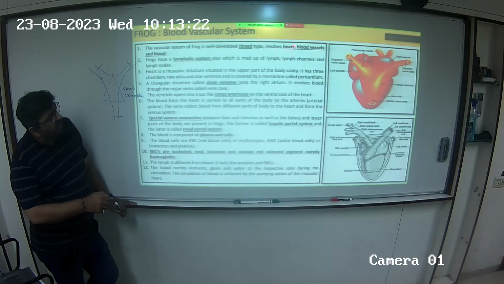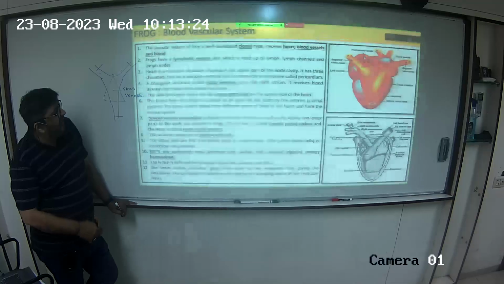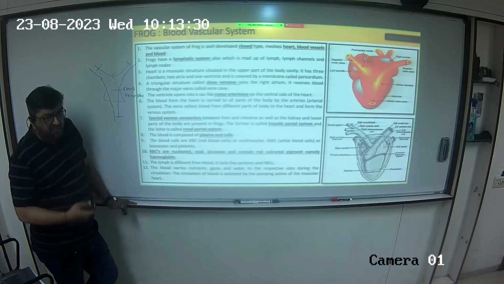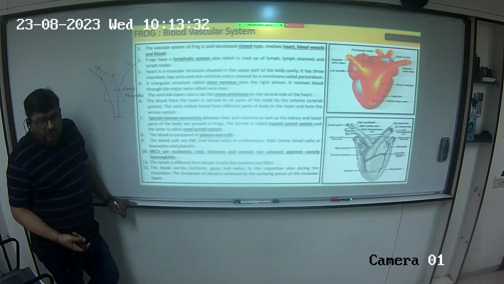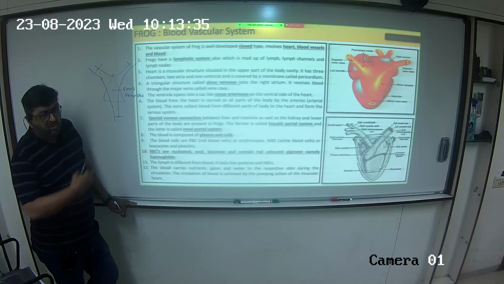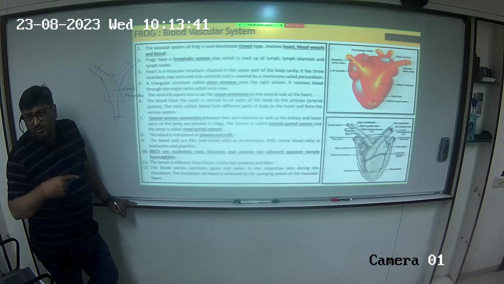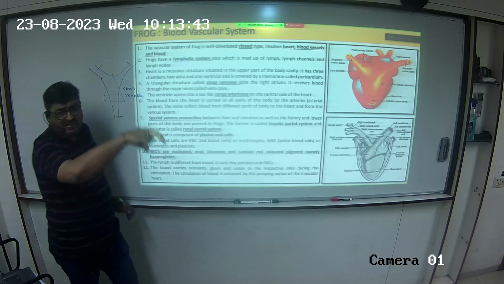Frogs में heart है, blood vessels हैं, blood है. Frogs also have a lymphatic system made up of lymph channels and lymph nodes. Right? Lymph, you know, is interstitial fluid. राइट. अपना ब्लड जो आर्टरीज में जाता है, from there to arterioles and then to capillaries. So we have different capillary beds everywhere.